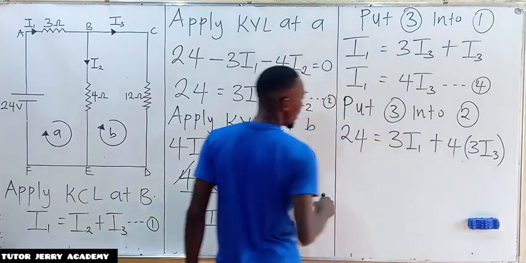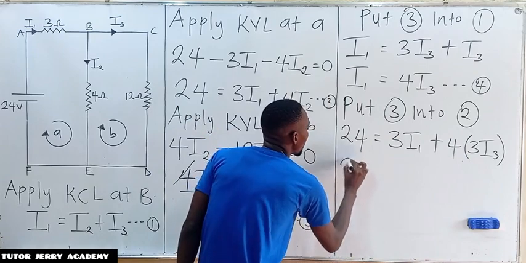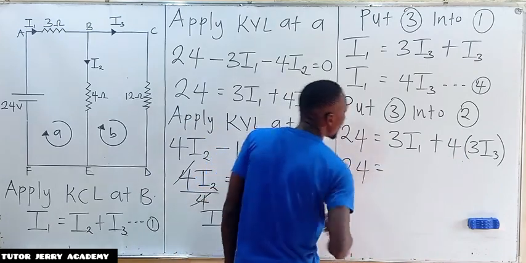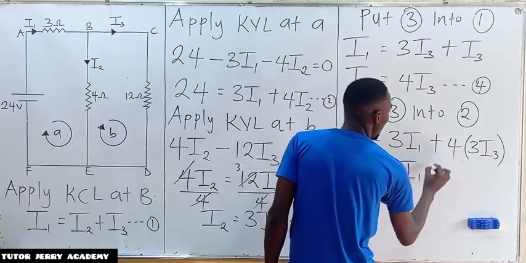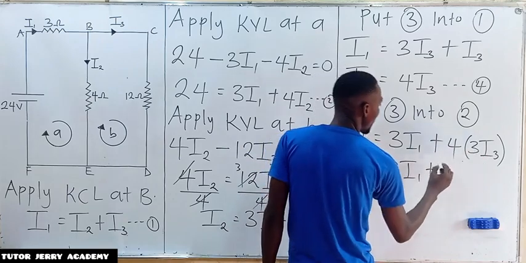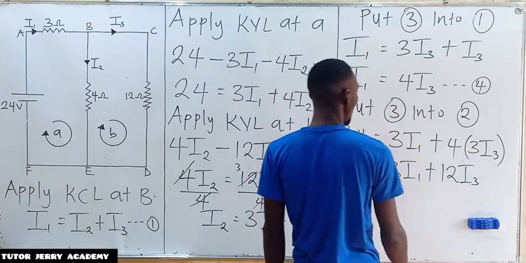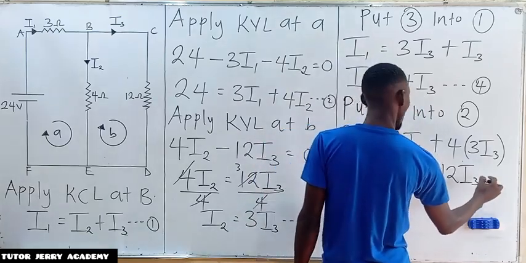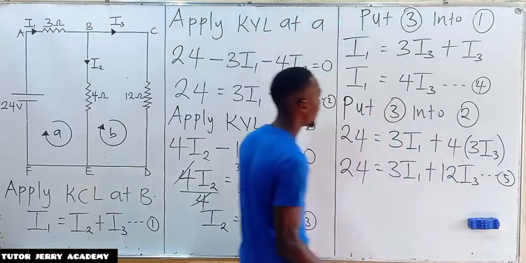All right. So here we are going to have 24 equals to 3I1 plus 4 times 3, which is 12I3. All right. So let's call this one equation number 5.